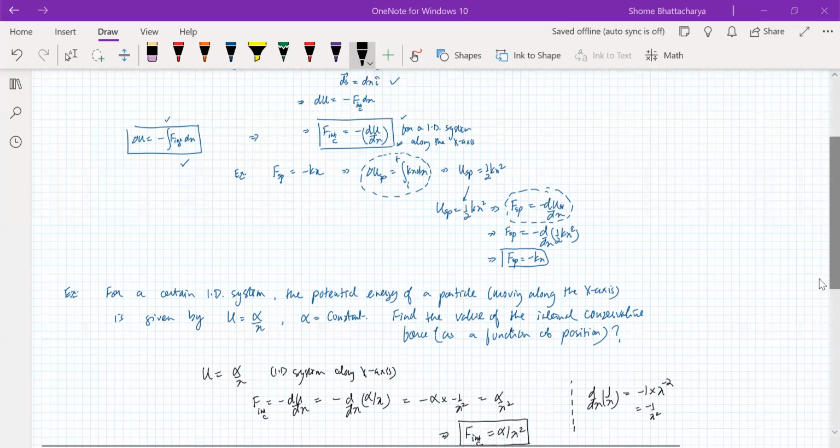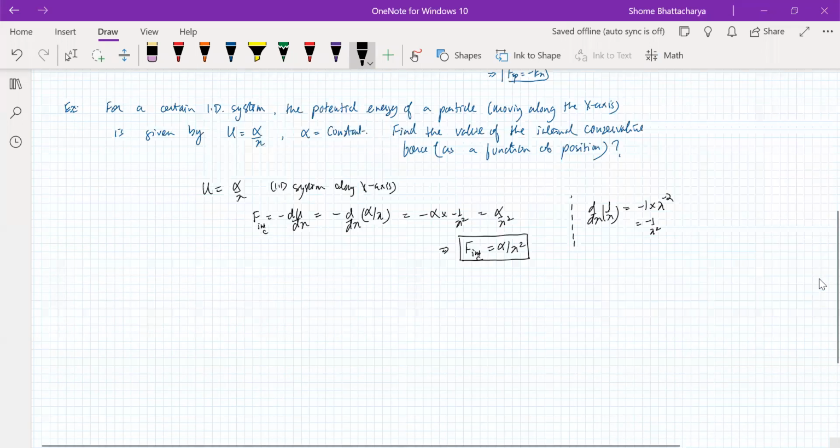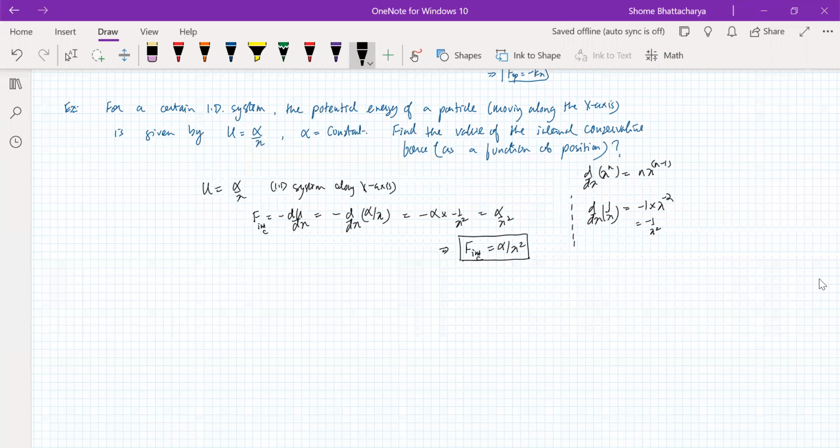Sir, one thing, what did you write on the right side? d by dx of 1 upon x. That is the formula of differentiation. Oh, okay. I thought that x was the answer for it. Okay, so we are just using that over here. Okay, so done with this. This is clear, no?